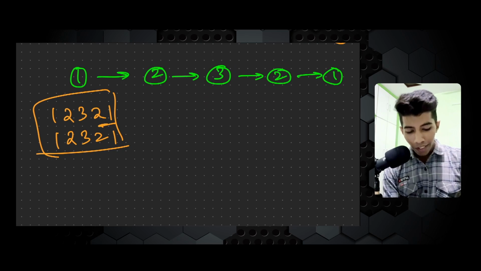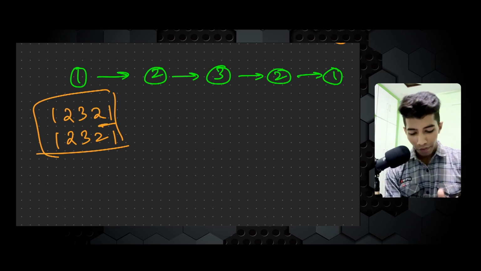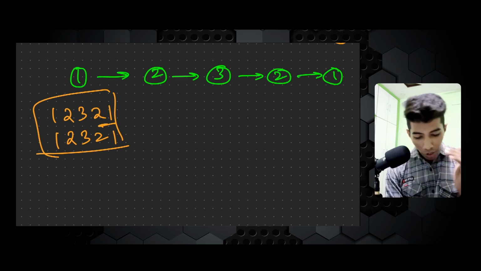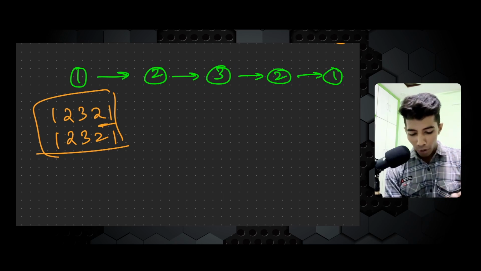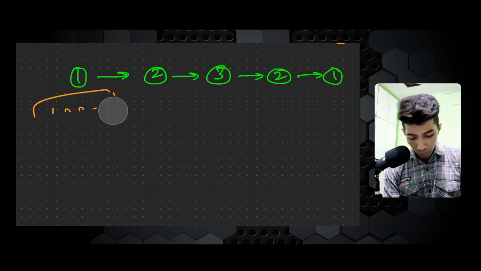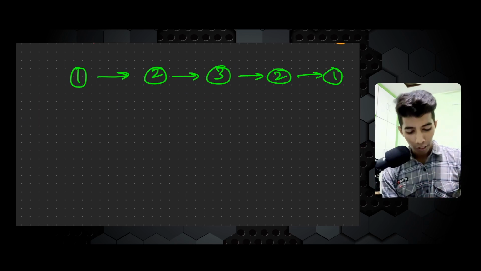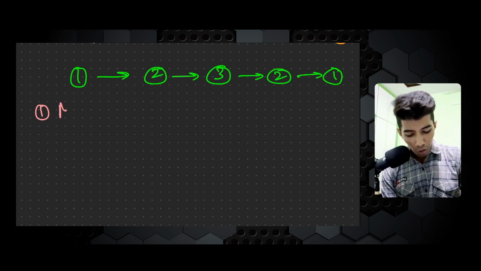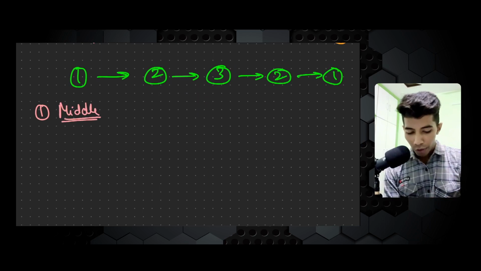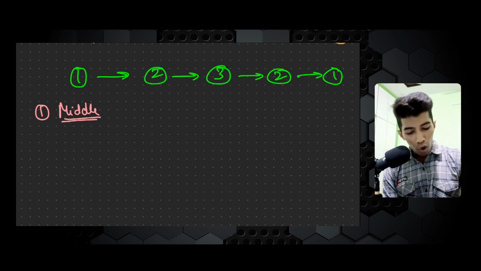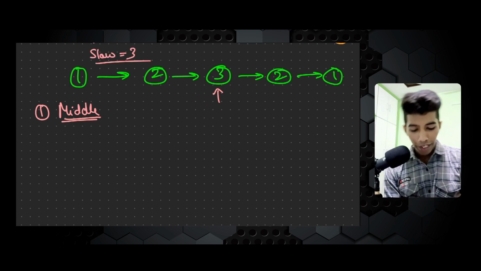So now in the linked list, how will you check whether this thing is a palindrome or not? The simple approach you can take is to first go to the middle of this linked list. First step is going to the middle. For going to the middle, we will use our slow and fast pointers again, and my slow will point to the 3. I just got my slow over here.